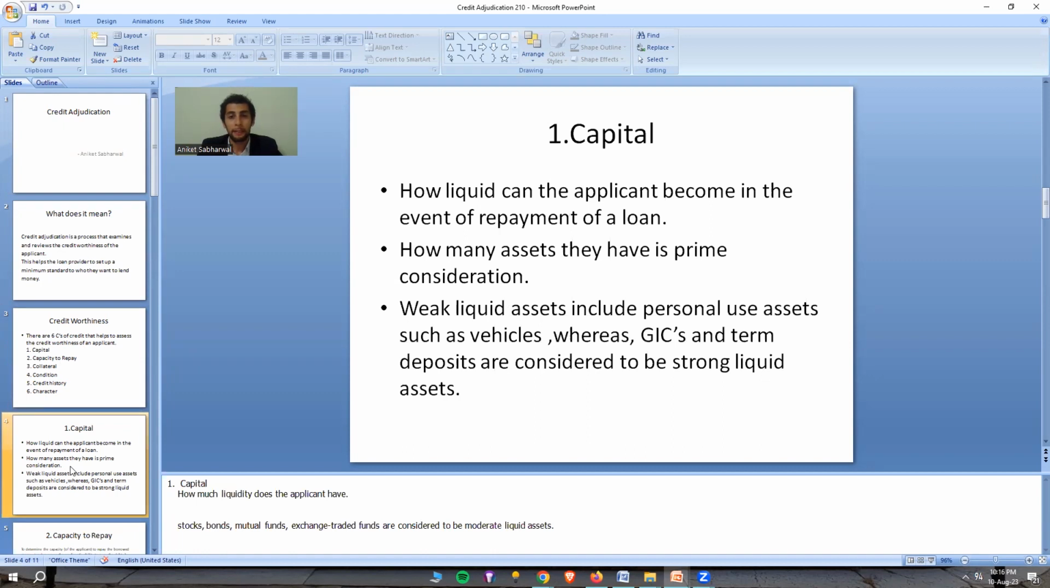How liquid can the applicant become in the event of repayment of the loan? How many assets they have is a prime consideration. Weak liquid assets include personal use assets such as vehicles, whereas GICs and term deposits are considered to be strong liquid assets. Stocks, bonds, mutual funds, exchange traded funds are considered to be moderate liquid assets.